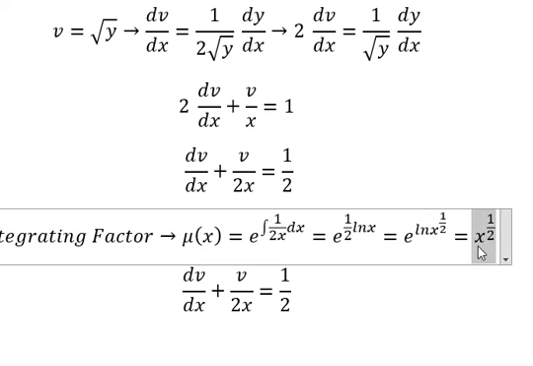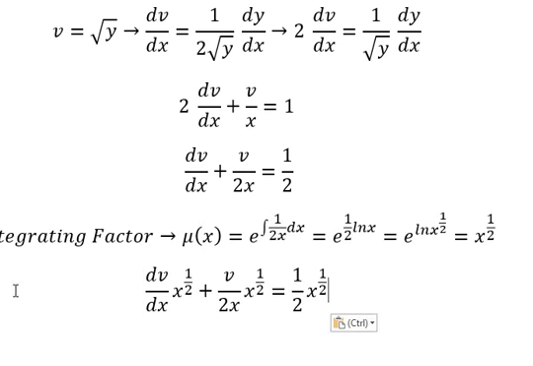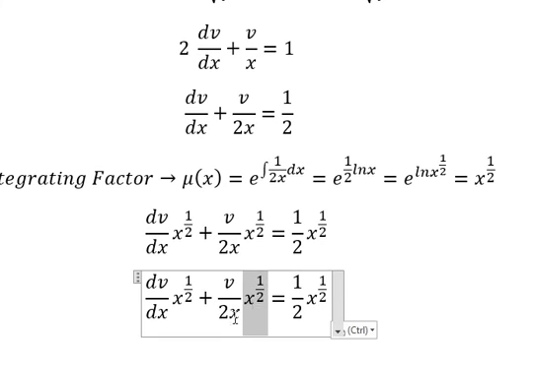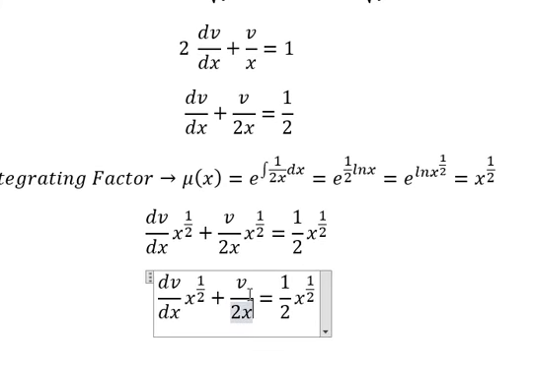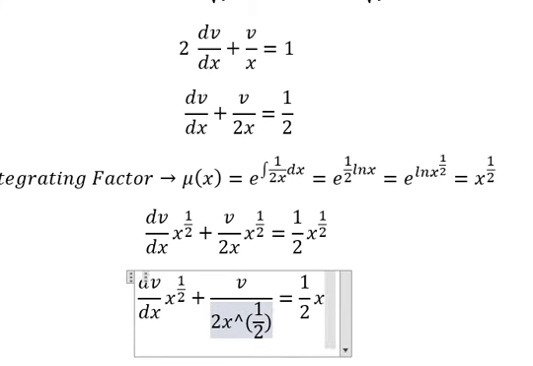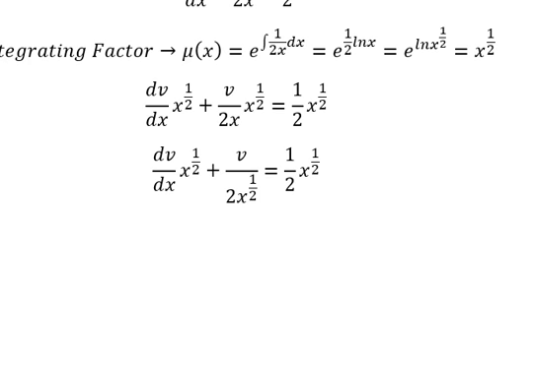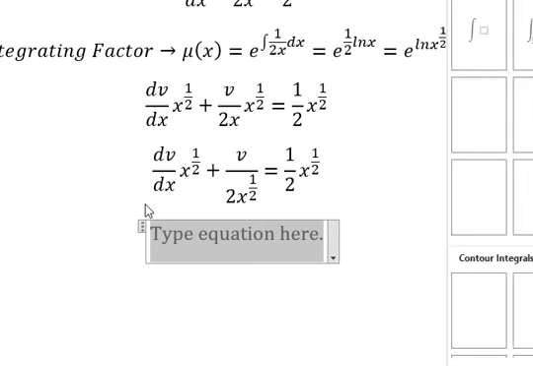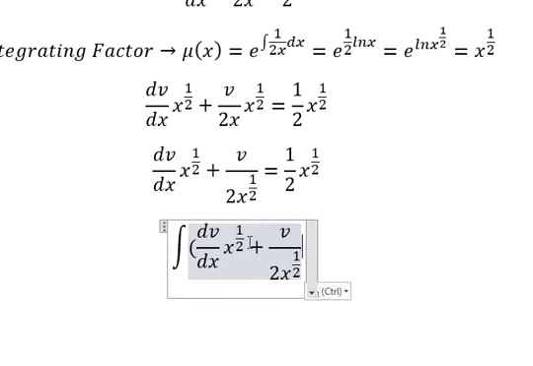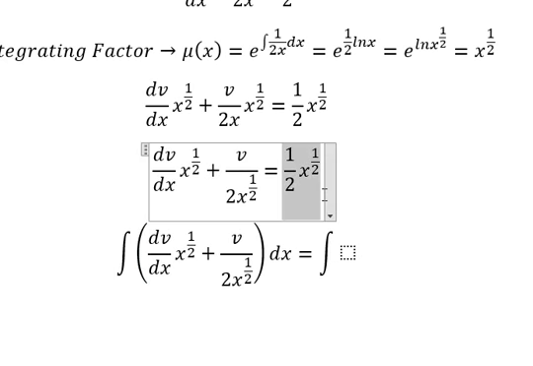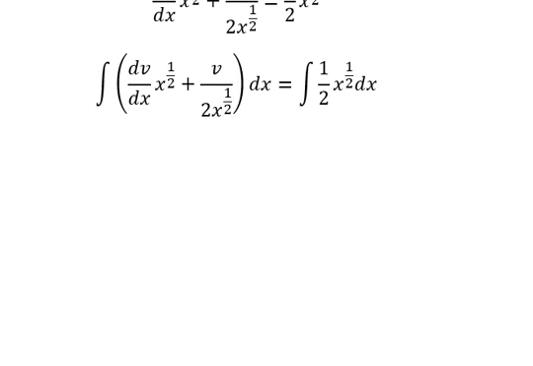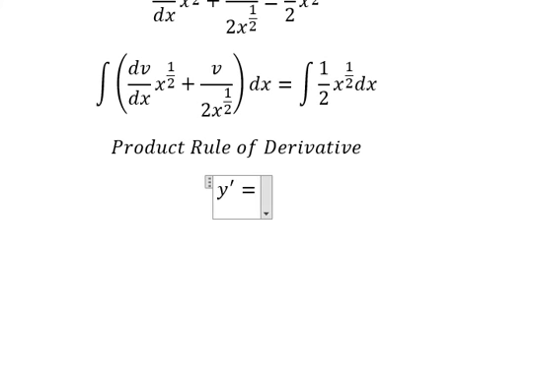Next, we multiply both sides by this one. So this one is simplified by this one. Next, we put the integration for both sides. Next, we need to use the product rule of the derivative. So we have the first derivative of y equals the first derivative of a multiplied by b plus the first derivative of b multiplied by a.